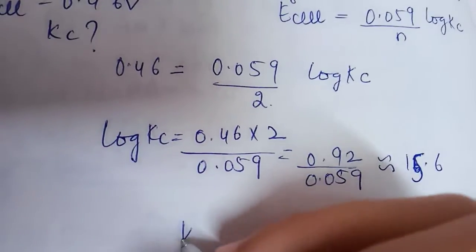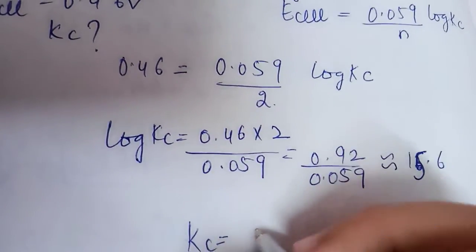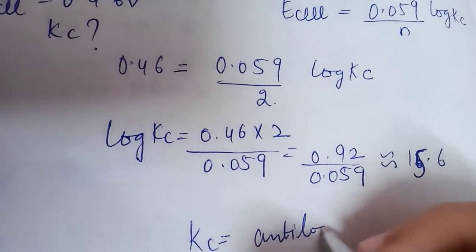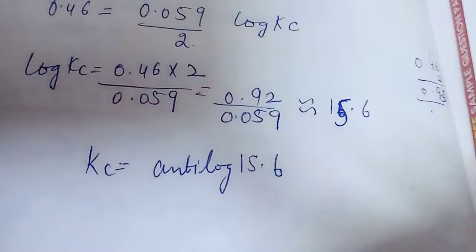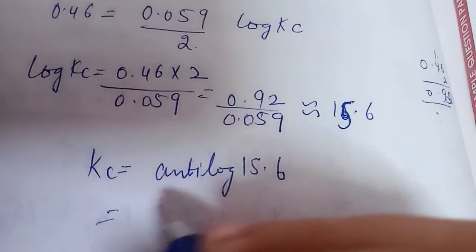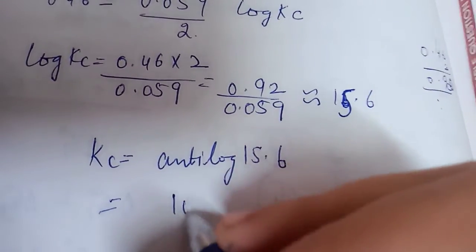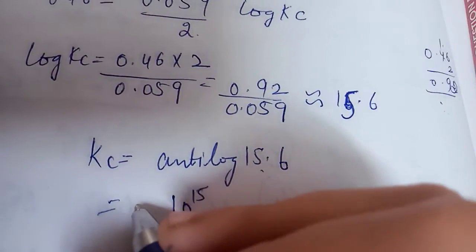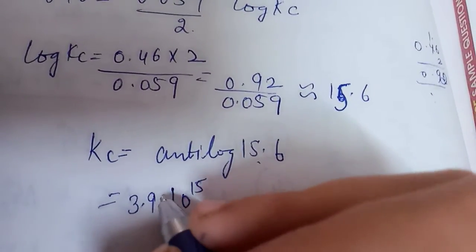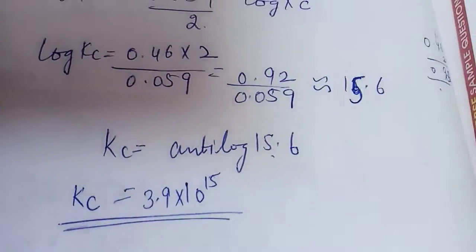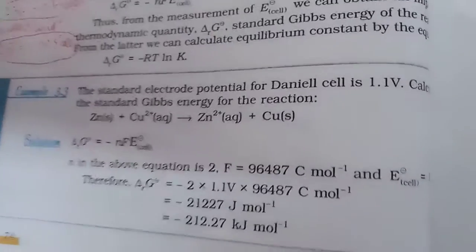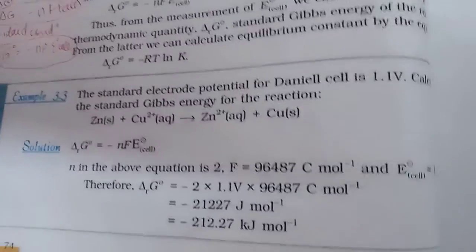And to transfer to Kc, it will be the anti-log of 15.6. From the log table we checked. So the value is 10 raised to 15, and anti-log of 0.6 is 3.9, so Kc is 3.9 times 10 to the power 15. Next example is, you need not worry about the log tables. You will get the value of the log table indirectly in the exam.